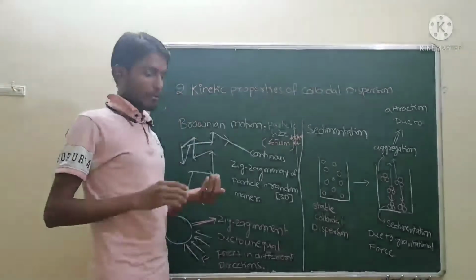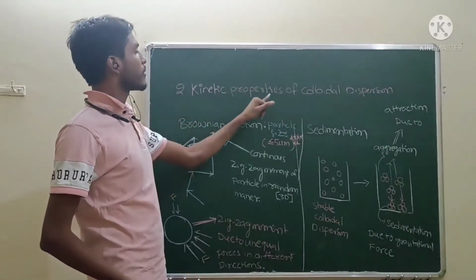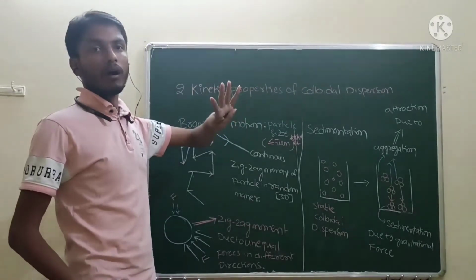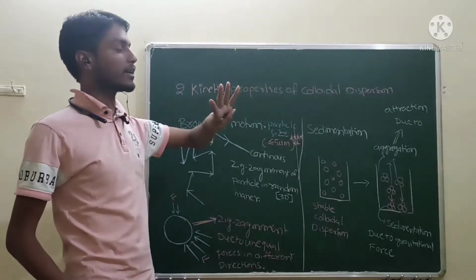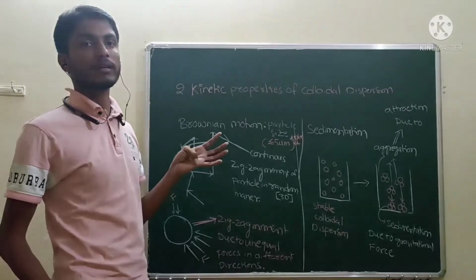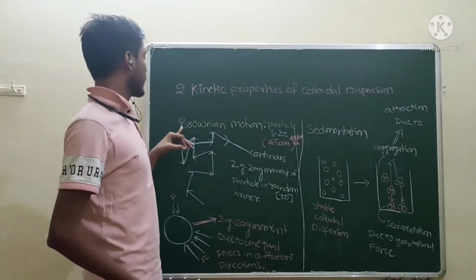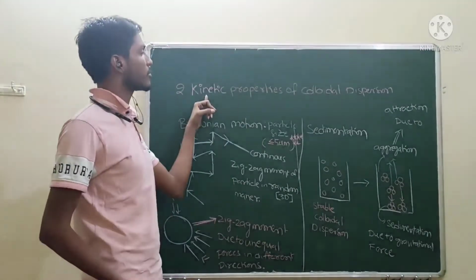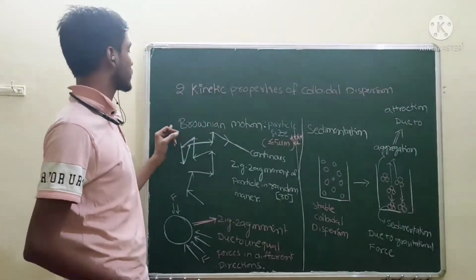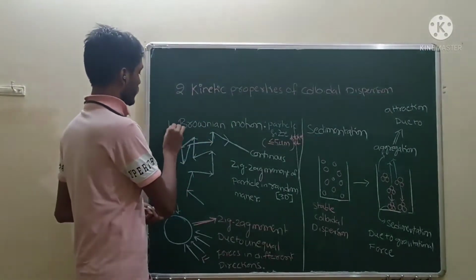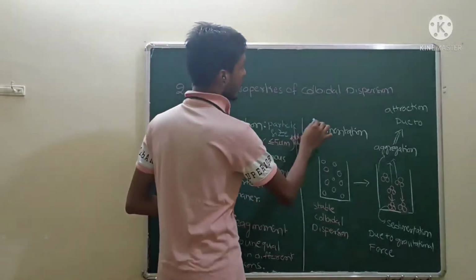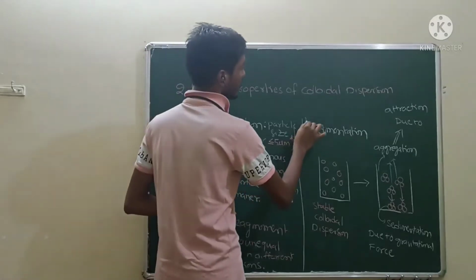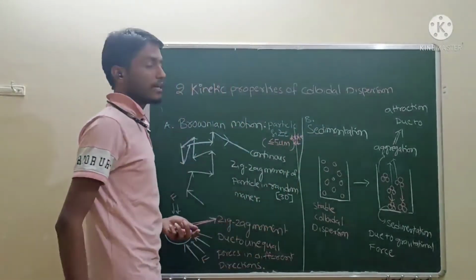So now the second property is the kinetic properties of colloidal dispersion. First is completed: optical properties of colloidal dispersion, under that the light scattering, Tyndall effect and turbidity. Under the kinetic properties of colloidal dispersion we are discussing Brownian motion, and the second one is sedimentation.